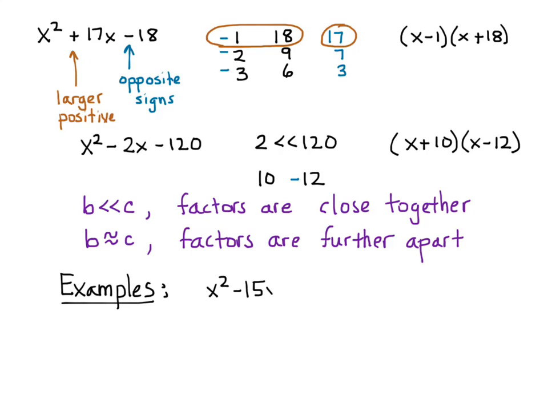Okay, so let's look at this one now. So we have a negative and a negative. The fact that we have a negative in front of the C term means that the signs are going to be opposite. 15 is close to 16, so you start with the farthest apart you can get in factors, which is 1 and 16. The difference is 15, and the negative sign is going to be with the larger of the two factors, so it's going to be x minus 16, x plus 1.